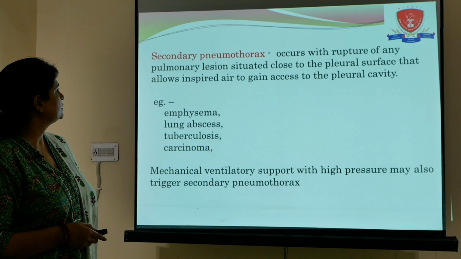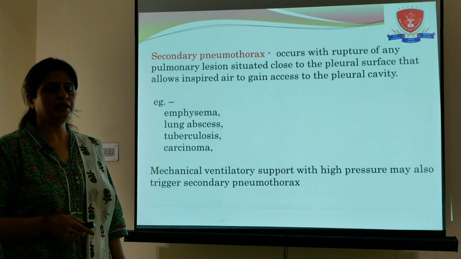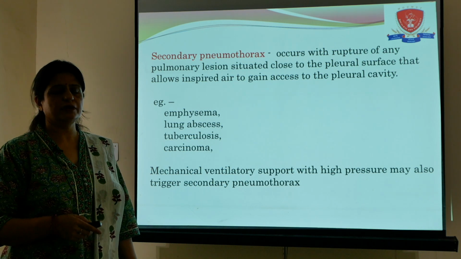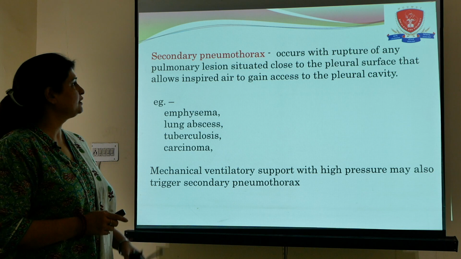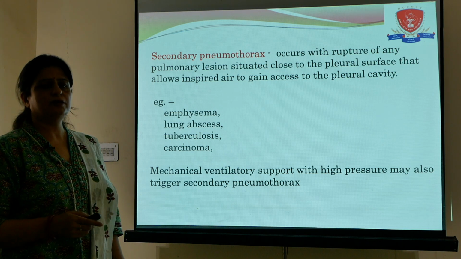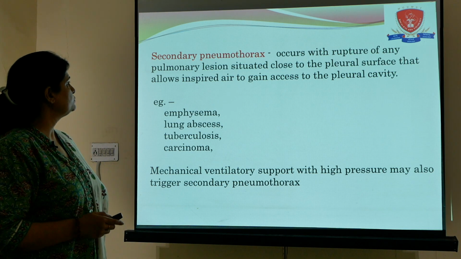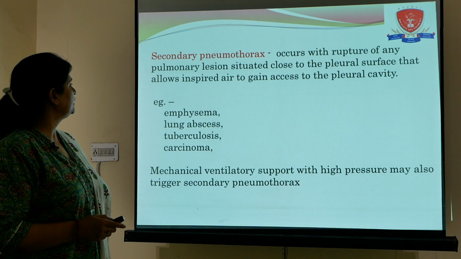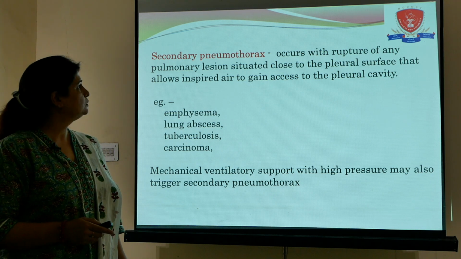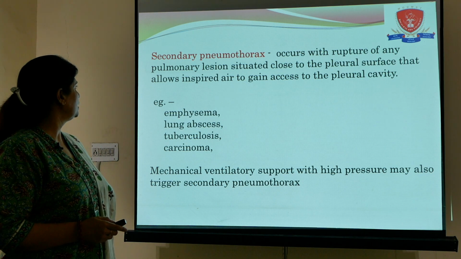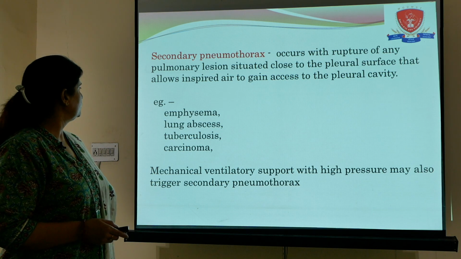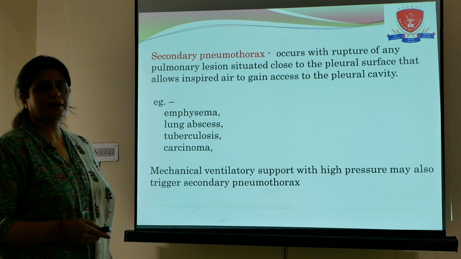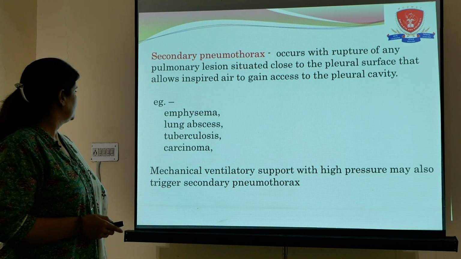Secondary pneumothorax. What happens here is that if there is any lesion in the lung which is in close proximity to the pleura, there are chances that if it ruptures, the air may get into the pleural space. So it occurs with the rupture of any pulmonary lesion situated close to the pleural surface that allows air into the pleural cavity. The most common causes are emphysema, lung abscess, tuberculosis and carcinoma.